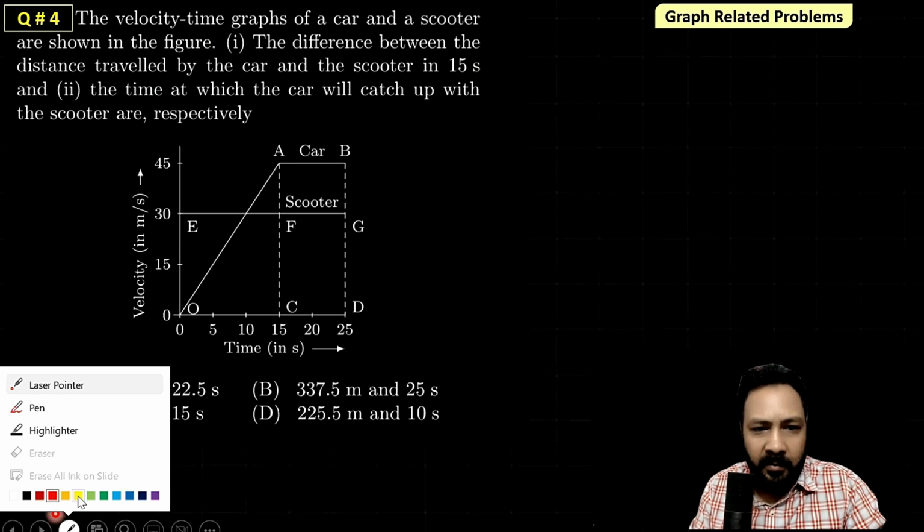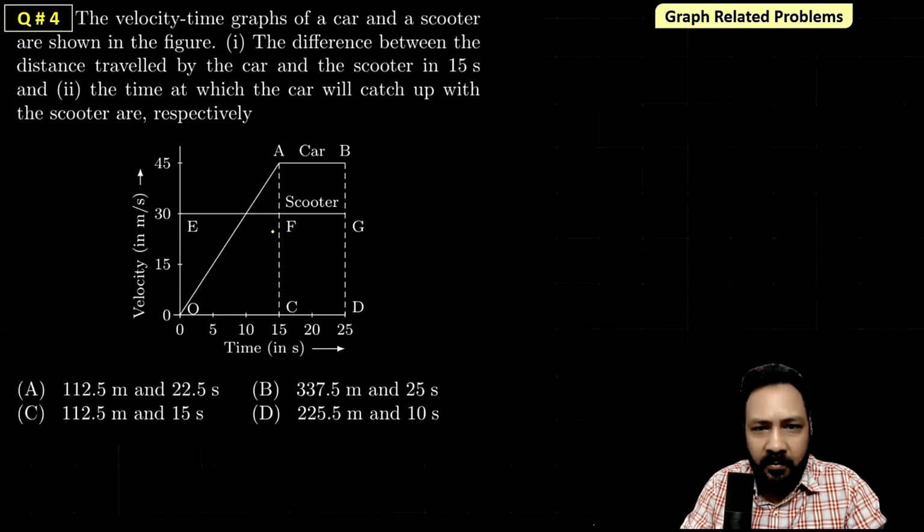In a VT graph, the area is the displacement. So till 15 seconds, if you want to find the displacement of the car, that is this area.